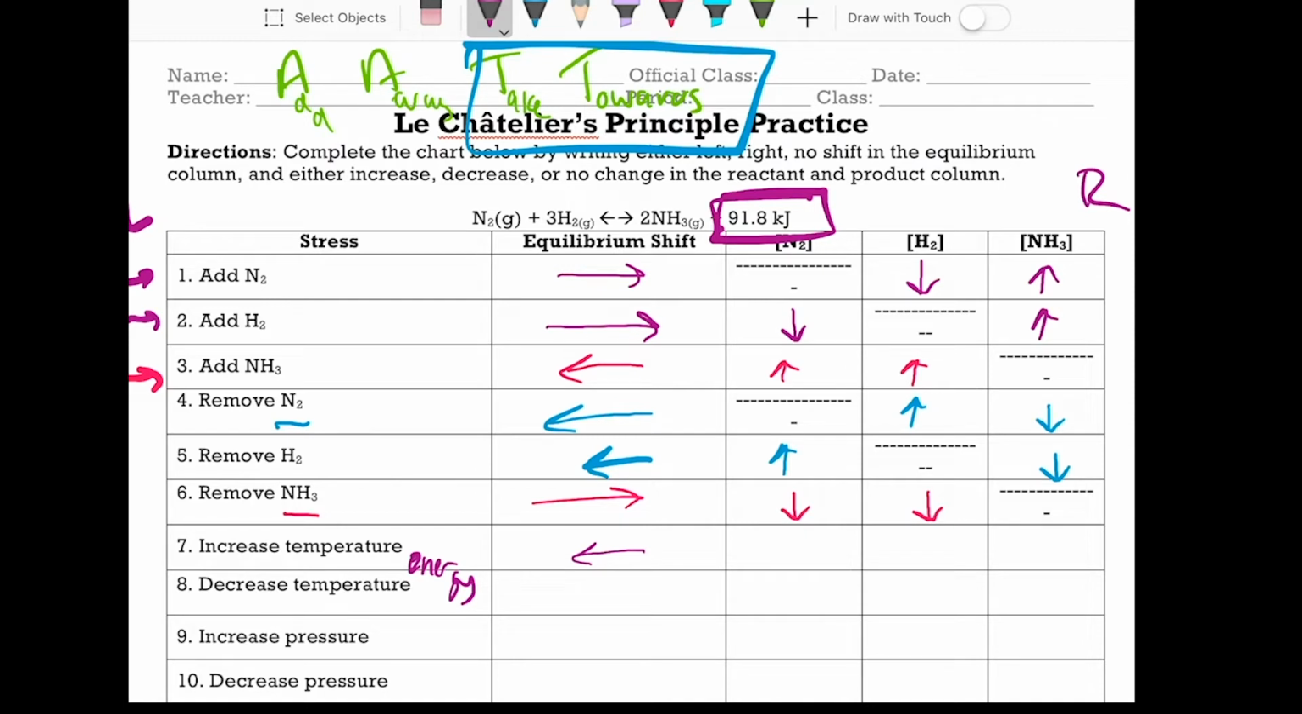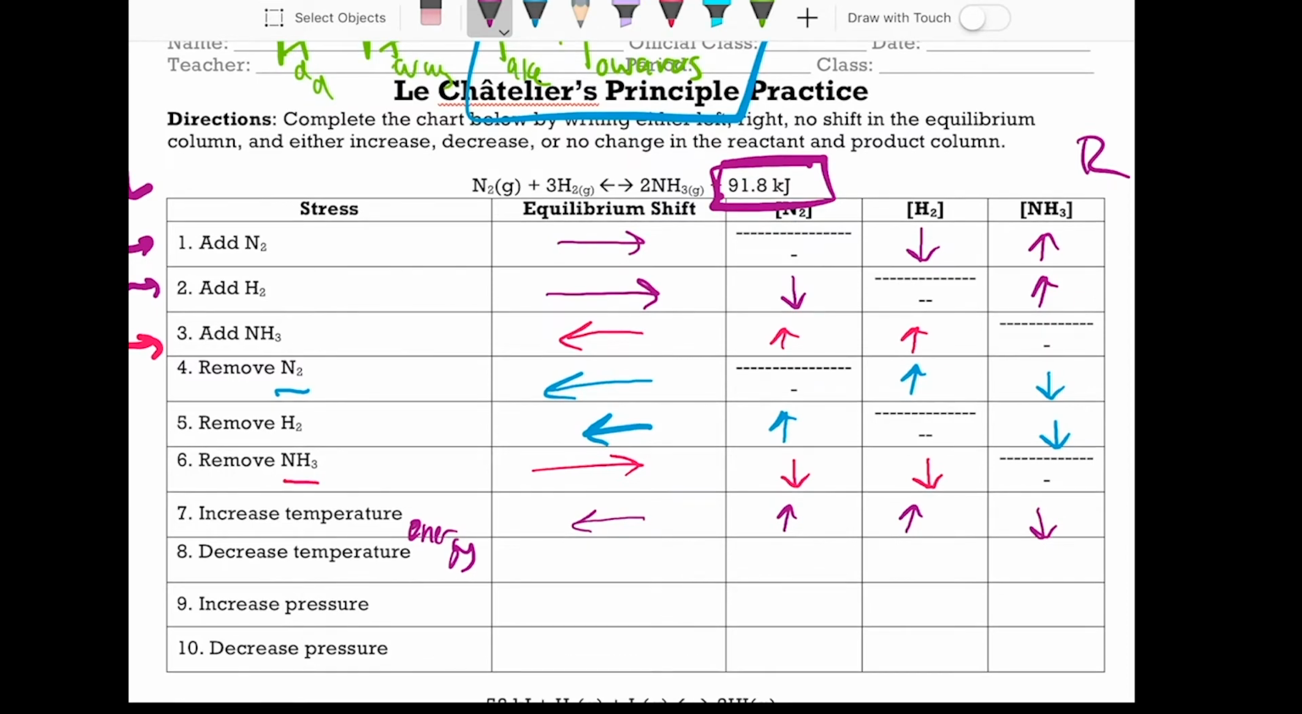And if you move towards the left, you're moving towards N2 and H2, you're making them, and you're using that NH3 to do that. If you decrease temperature, it's the exact opposite. Now you're moving towards the side you just took from, so you're taking from that number. So the forward reaction is favored. Your N2 and your H2 are being used up to make that, and then your NH3 goes up.